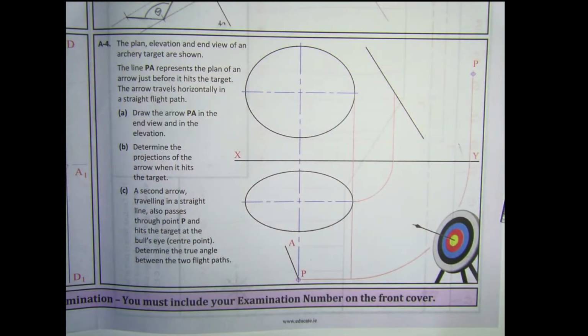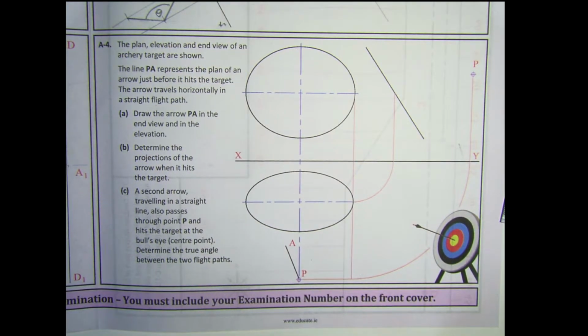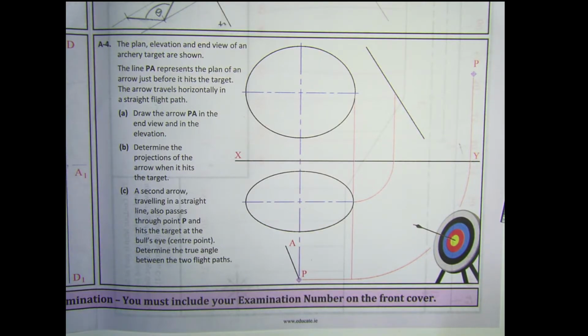Question A4 is... so for this question, the plan, elevation and end view of an archery target are shown. The line PA represents the plan of an arrow just before it hits the target. The arrow travels horizontally in a straight flight path. Draw the arrow PA in the end view and in the elevation. Determine the projections of the arrow when it hits the target. And a second arrow travelling in a straight line also passes through P and hits the target at the bullseye center point. Determine the true angle between the two flight paths.